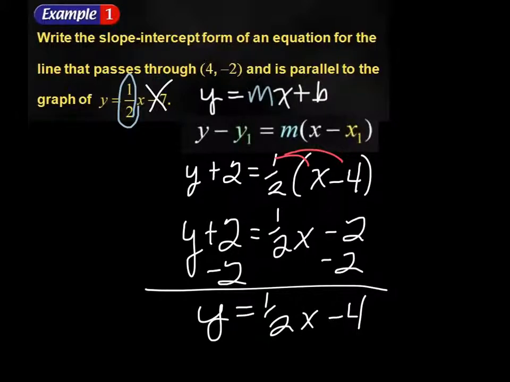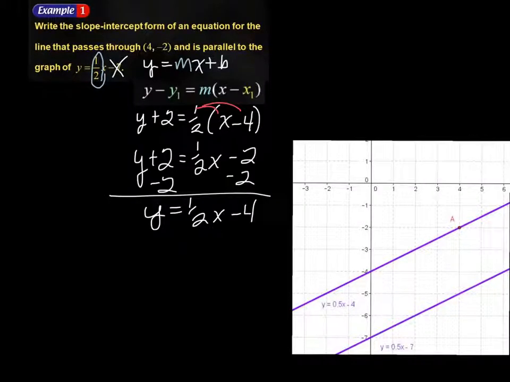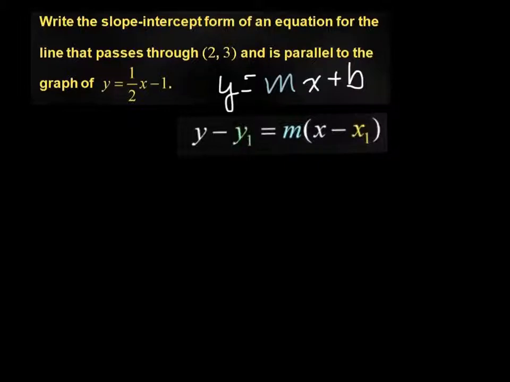Now, since we have GeoGebra and it's easy for us to check on the graph, I'm going to throw that up here real quick. If we type both equations in the input bar and the point (4, -2), I can see that the lines are parallel and that my new line goes through the point (4, -2). That is all we're doing in this lesson, so we're going to do another one just like it.